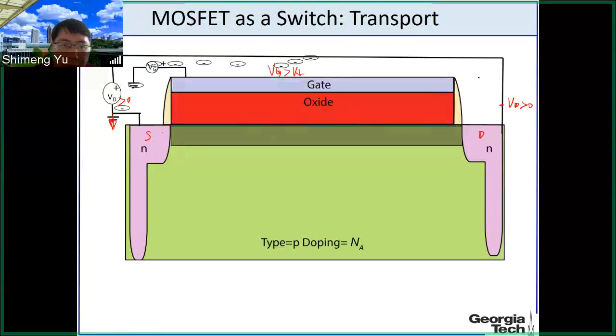So from the channel, electrons will move from the source to the channel and then back to the drain. So that's why here the left-hand side is a source, because it provides electrons like a source to the channel, and then the electrons are collected by the drain. So that's why this is the source and this is the drain.